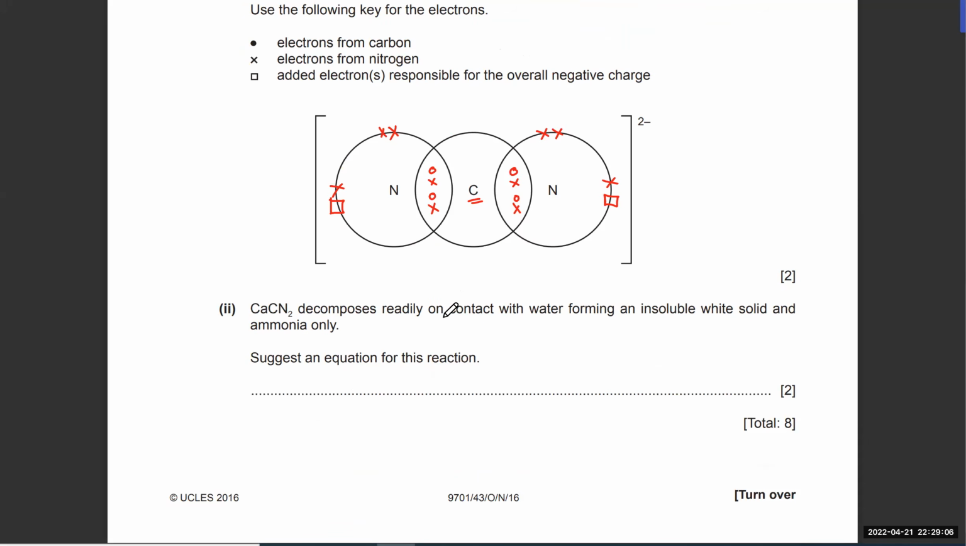It readily decomposes with water to form an insoluble white solid and ammonia. So CaCN2, when it comes into contact with water, is going to form a white solid, which is, what is that white solid? And ammonia gas only. Calcium carbonate.